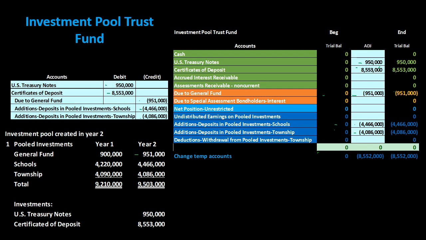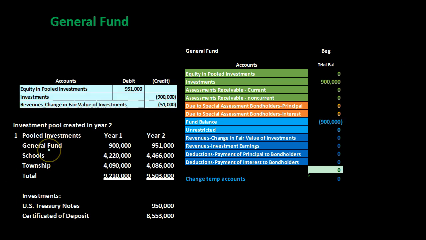Now we're going to jump from the investment pool. This is where we're pooling everything together, and think about, okay, what's going to happen in terms of some of these actual funds, the general fund, the school, and the township. What happens on their end, on their books? First, we'll take a look at the general fund. Within the general fund, we're going to say that there's an equity in the pooled investment. So we put in the 951 in the pooled investment.